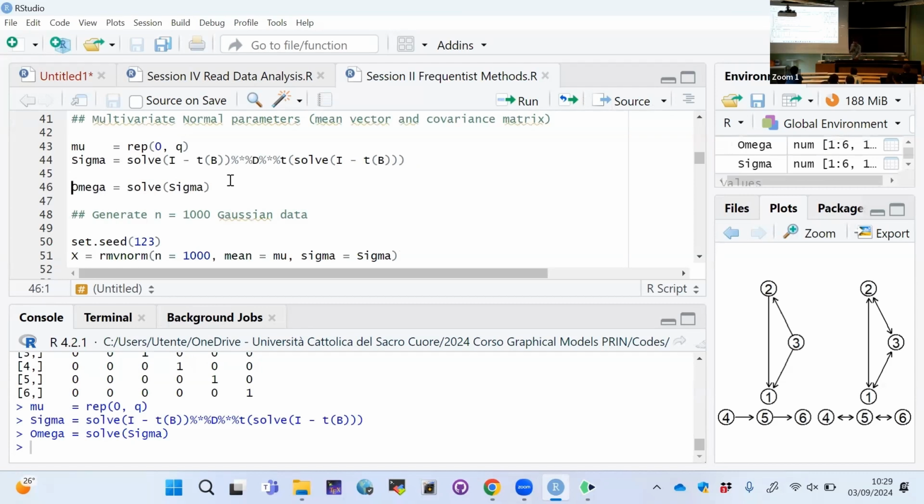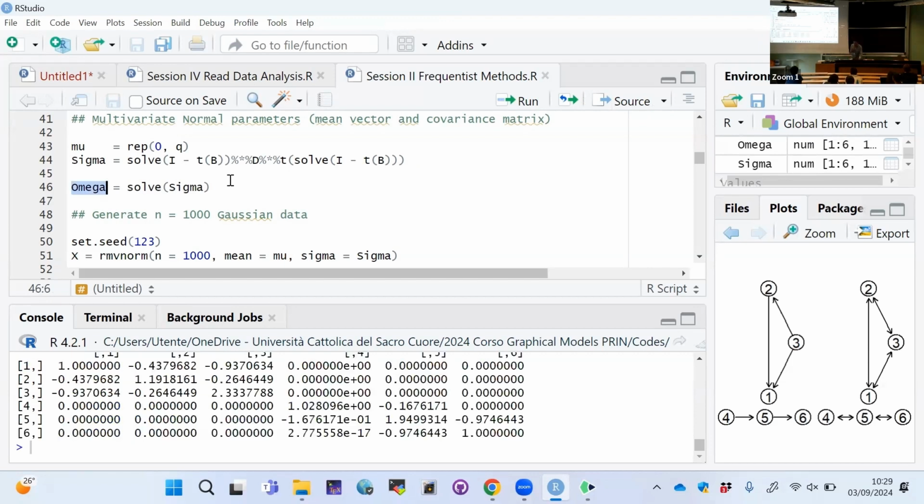And let me just show you what we have in omega. Remember what I told you. Even if we are simulating from a DAG, this is equivalent to an undirected graph. And if you look at the structure of omega, what you have is exactly that kind of sparse structure that we mentioned before, with zero entries corresponding to missing edges in the undirected graph here.